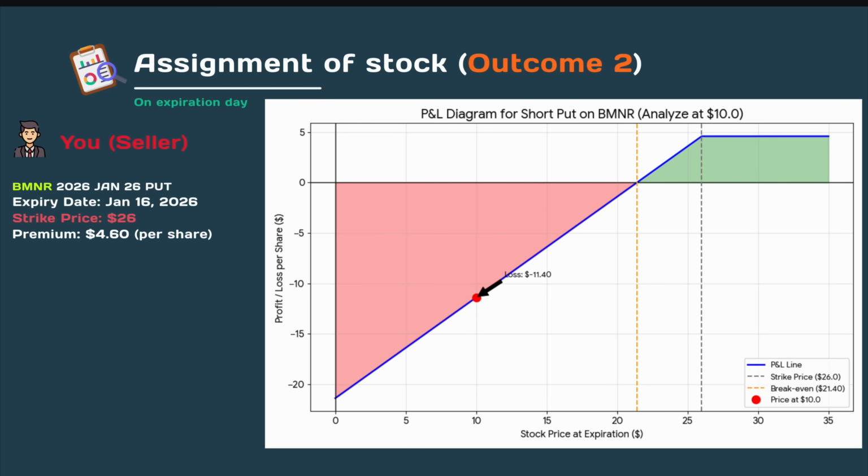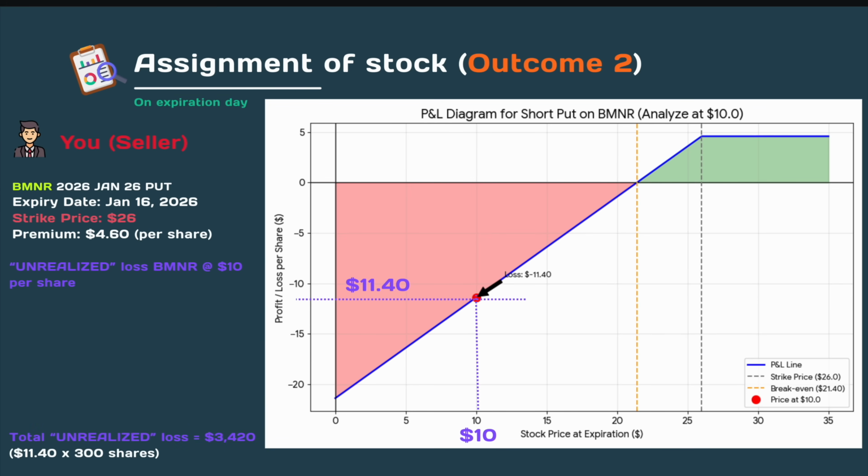So here's my last P&L diagram to make sure we hammer this message home of when the stock is trading at $10. Let's look at this diagram to find out what our loss is. Remember that on the x-axis, we are looking at the stock price at expiration, which is $10. We go up to the y-axis, and it tells us that we're losing about $11.40 per share. Because we sold 3 options, our total unrealized loss is $11.40 times 300, which gives us an unrealized loss of $3,420. You can either look at the P&L diagram and directly read that, or you can do some mental math.